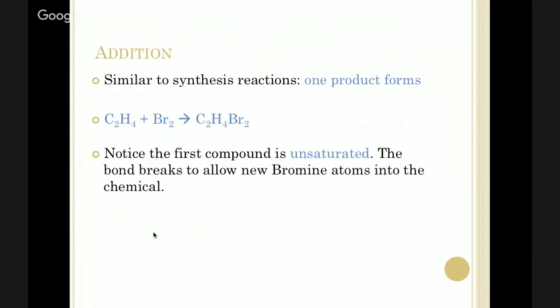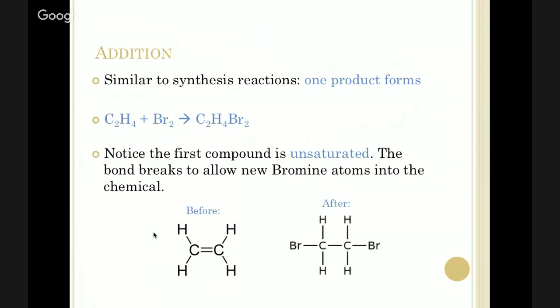Notice the first compound is unsaturated, so you have to break the bond open. If you drew it out, there's a double bond. You're breaking it open to allow you to add in bromines, right? So you can imagine that in your head, hopefully, or in a lab that you might have done. You break open the double bond and you add in the bromines. So all additions are unsaturated before you have the double bond and after you don't.